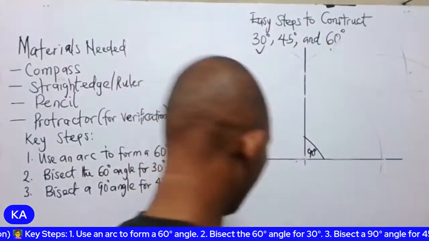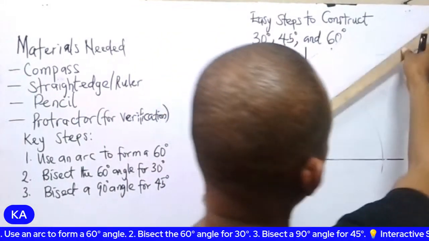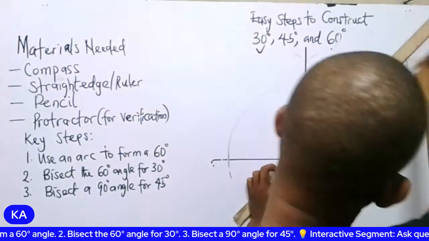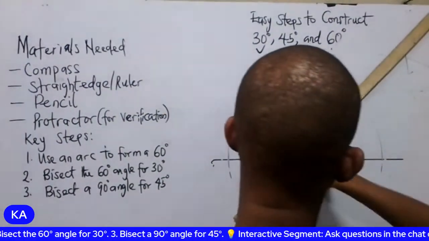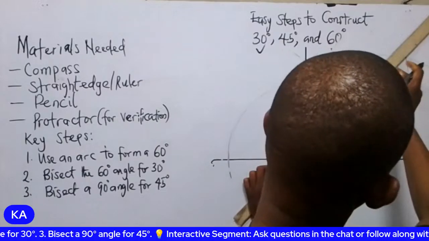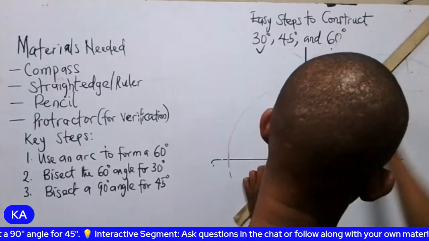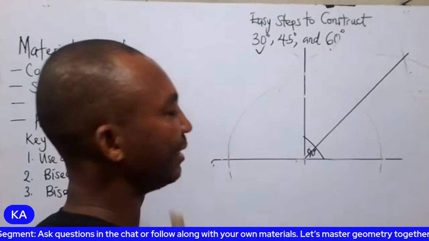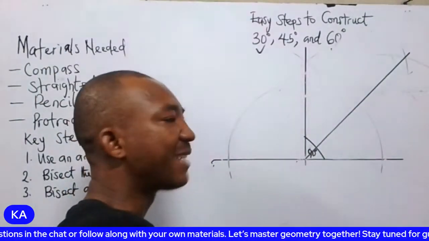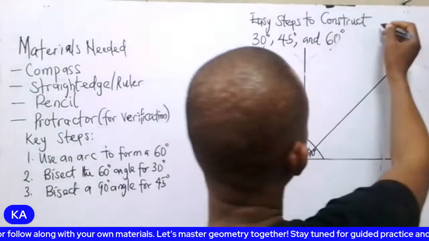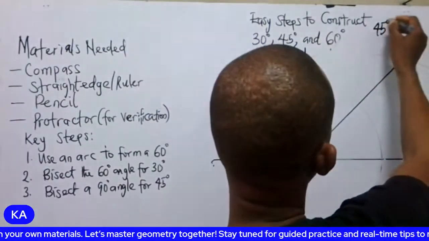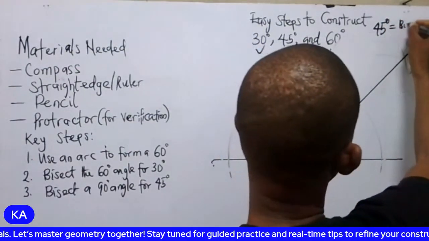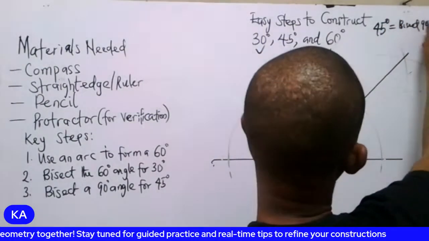Already this place is pinned. So we want to connect these two together now. Let's connect these two together. Yes, that is the bisection of angle 90 degrees. So with this, I've just bisected 90 degrees. What I've done is that in getting my 45 degrees, I've bisected 90 degrees.